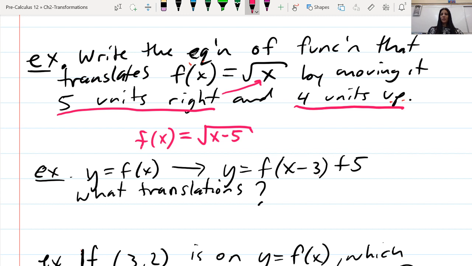And if I'm moving it 4 units up, well, up and down has to do with the y values, so I would take it exactly as I see it. So 4 up would mean plus 4. Whoops, I meant to do different colors. 4 units up would be plus 4. And so this is what our transformed equation would end up looking like.